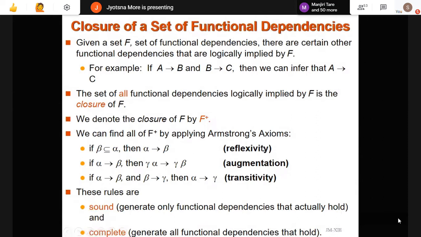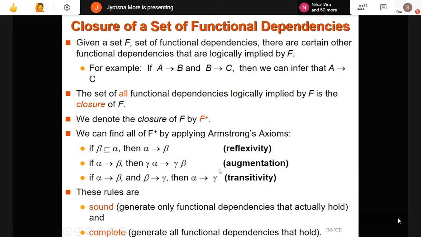So this is one rule known as reflexivity. If beta is a subset of alpha, then I can say alpha determines beta. This you have to buy it or you have to remember.